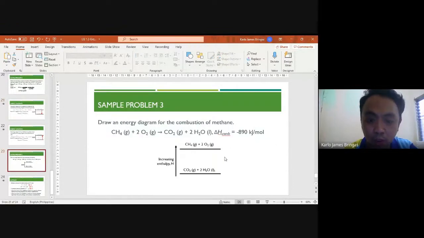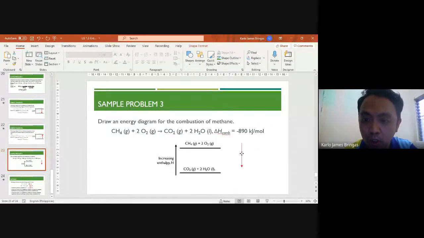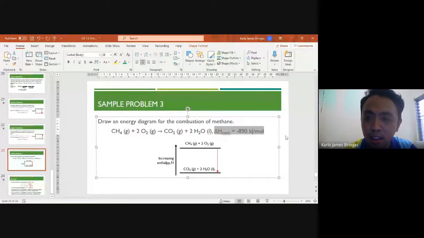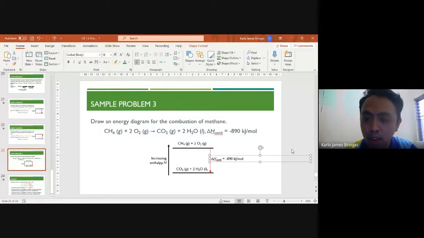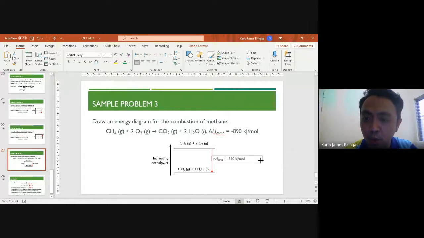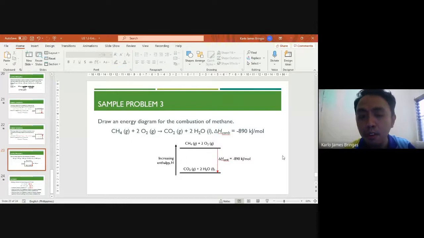So copy ko lang ito para hindi na mahirap na i-draw. So reactants pointing down to the products. And finally, to complete this, we just write the value of the delta H for the reaction, which is equal to negative 890 kilojoule per mole. So that's how we draw the energy diagram. So basically, it just gives us a visual representation of what's happening with regard to the enthalpy ng ating reactants and products.